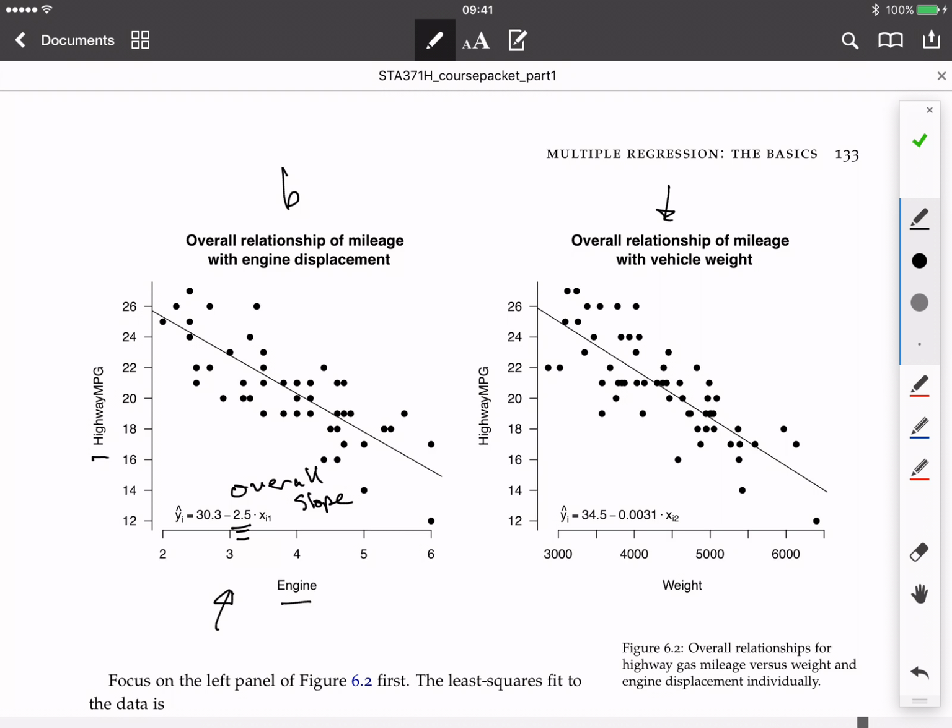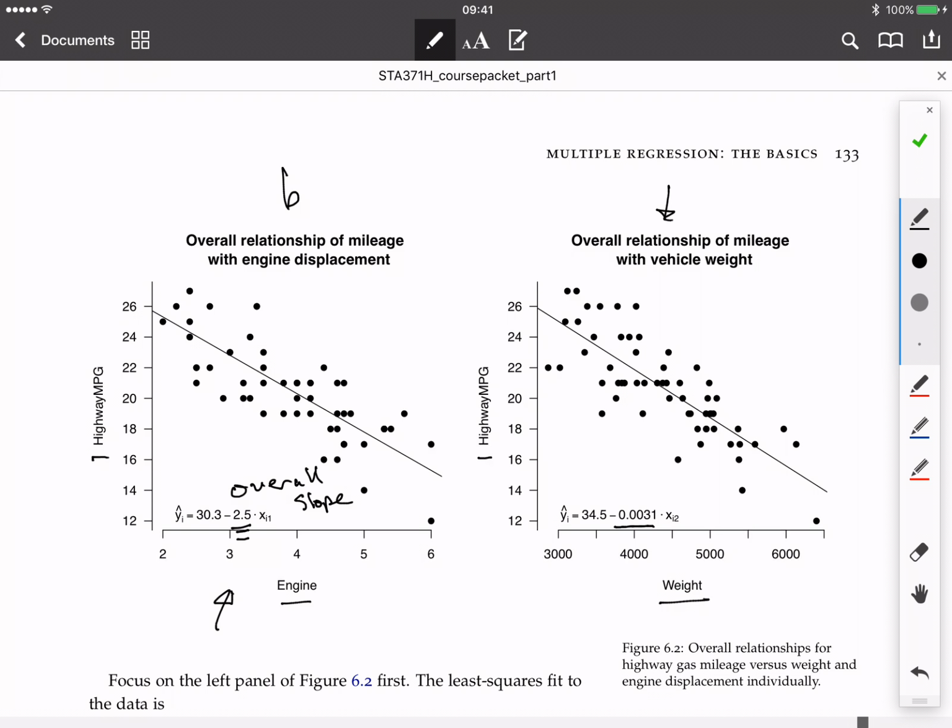Similarly, on the right-hand side of this plot, we've got an overall slope between weight as an x variable and mileage as a y variable. And again, overall here, because we're just plotting mileage versus weight, fitting a straight line with one variable and asking what's the slope. And there it is. It's a pretty small number because the weight is measured in like thousands of pounds.